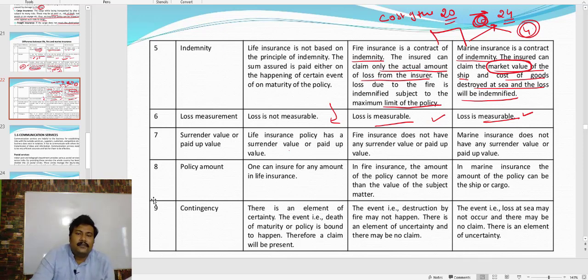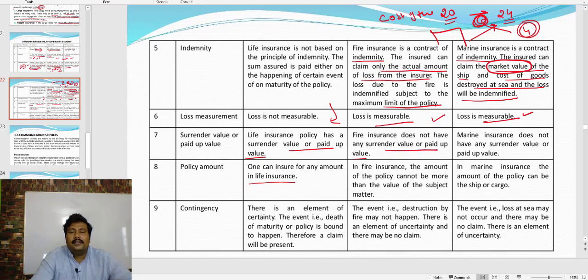Life insurance policy has a surrender value and a paid up value. Fire insurance does not have any surrender value or paid up value, and the same with marine insurance. Now, sir, what is the meaning of surrender value? Suppose I take a life insurance policy for 30 years, and after 3 years I am not in a position to continue. So I will surrender my policy and I will get some value. But this feature is not present in fire insurance and marine. Once insurance is done, it will not be returned. ठीक है, एक बार फंस गए फिर दोबारा नहीं. So once you purchase fire insurance, it will not be returned to you. But once you take life insurance, after cutting some charges, the money can be returned to you.